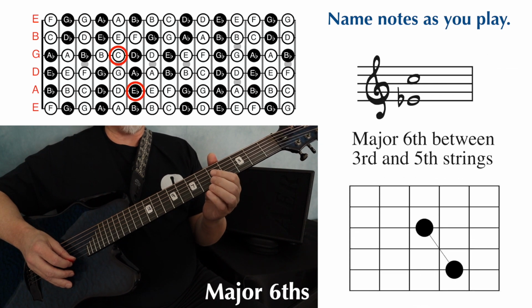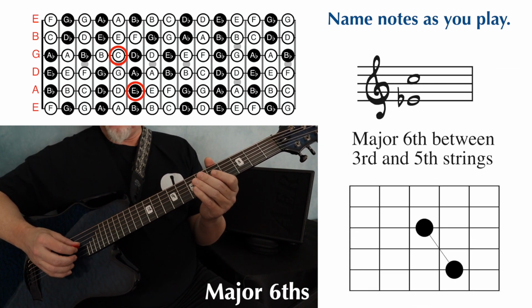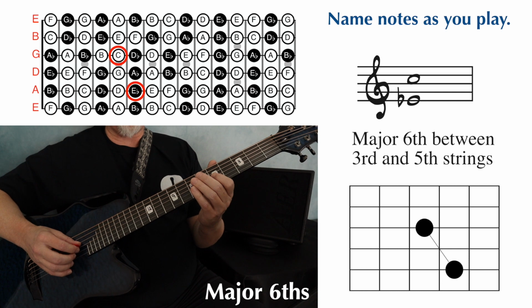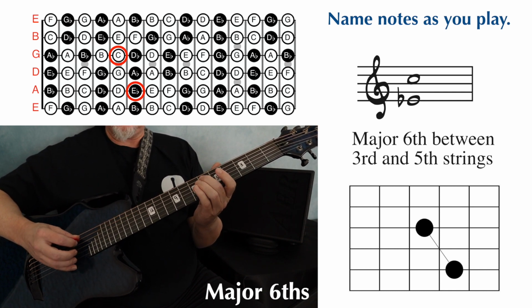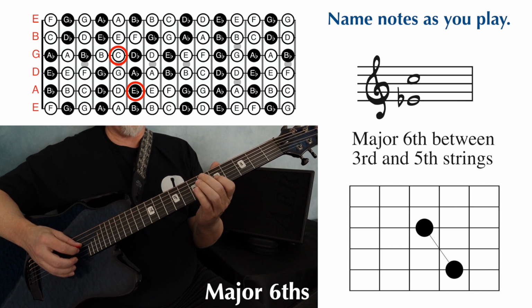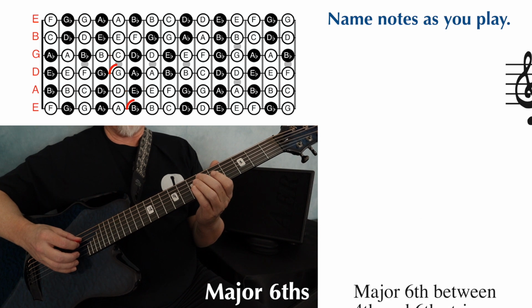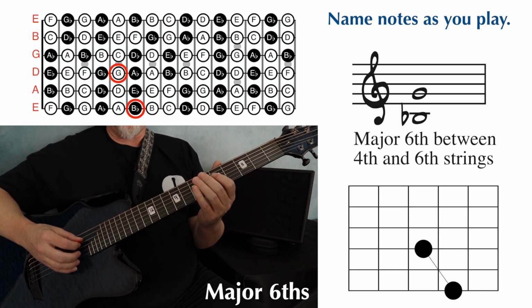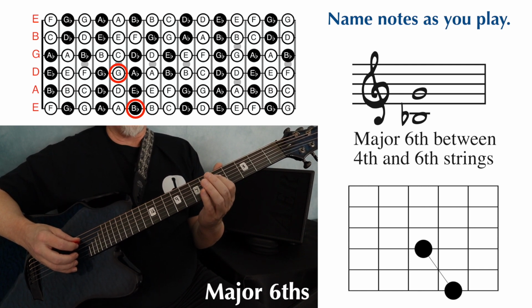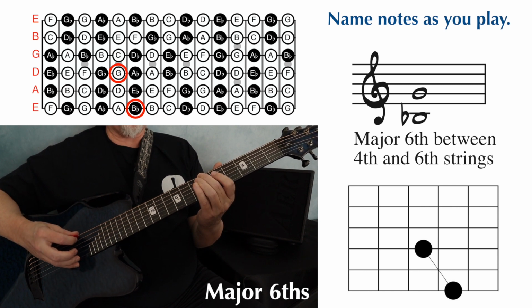Major 6 between strings 3 and 5 is 1 fret distance. So here's a C, major 6 below a C is an E flat. Just 1 fret away on string 5. Major 6 between strings 4 and 6 is also 1 fret away. We have a G right here on string 4. Major 6 below that is a B flat on string 6, 1 fret away.